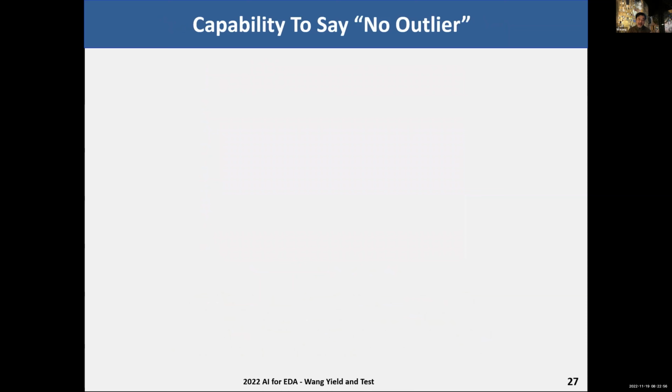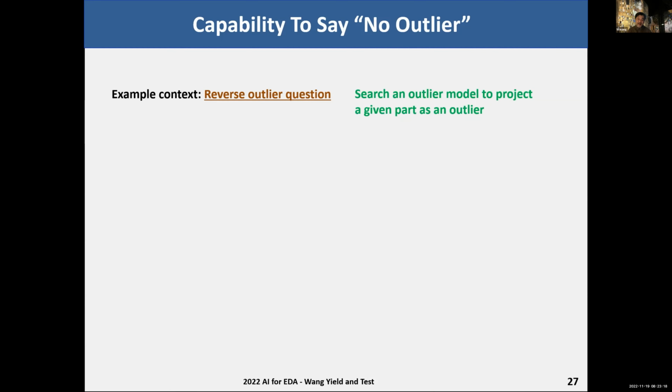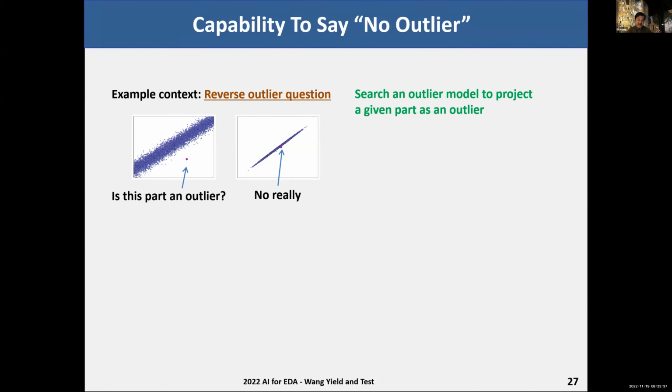So in order to know that we have to use burn-in in that predicting future fail story, we also need a way to say that there's no outlier model for the test data we have. We can consider that as a reverse outlier question. In the reverse question, we're given a part which is a known future fail, and our task is to search for an outlier model to project the given part as an outlier. For example, in this plot, the red dot is a part we're interested in projecting as an outlier, and this particular model is not good, not acceptable, because with a different scale, we can see the part does not look like an outlier anymore.